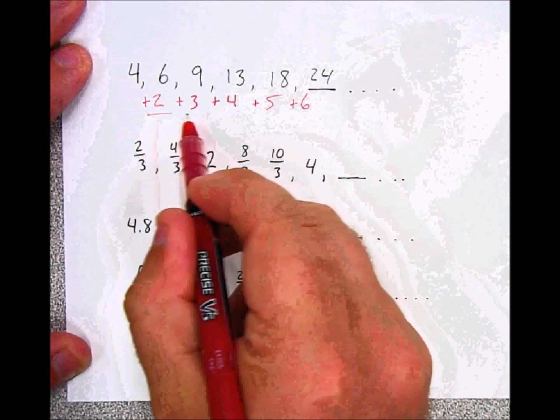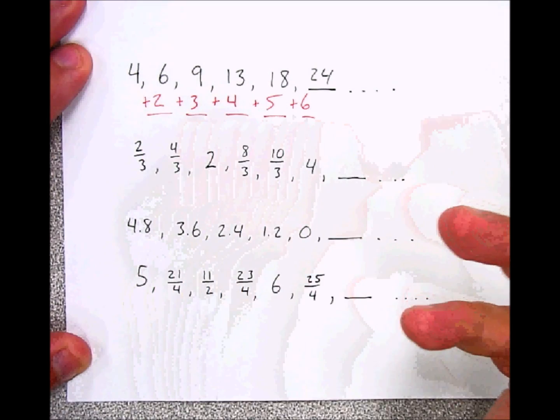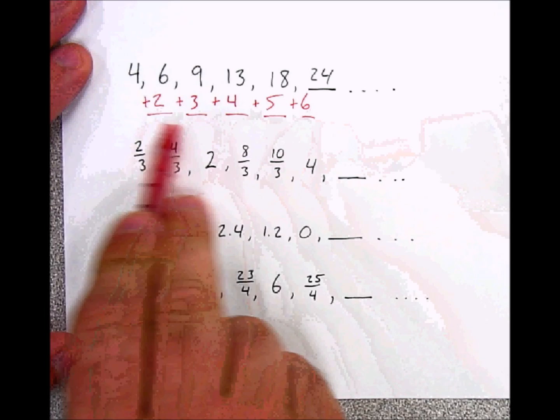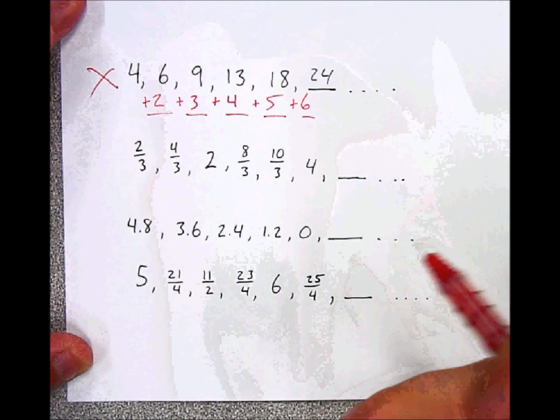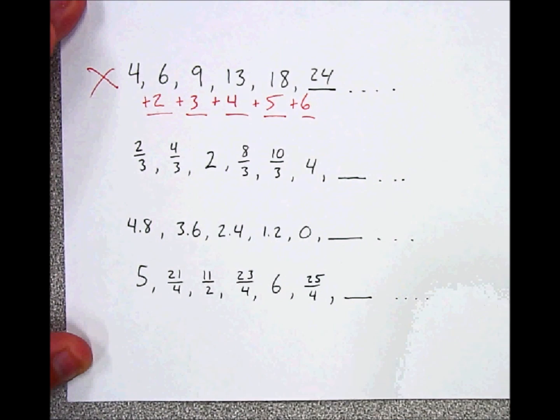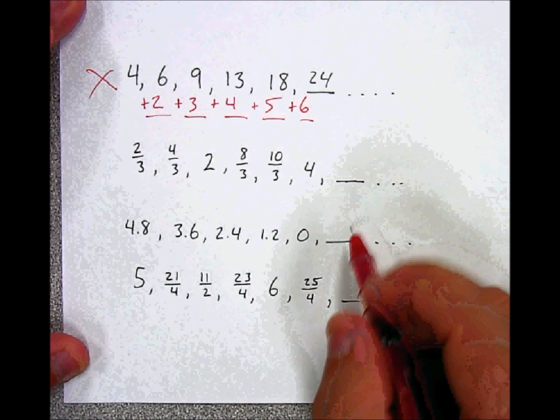But that's not going to be what we call a common difference. These differences are not the same as each other. So this one is not going to be arithmetic. It does have a pattern, but this sequence would not be arithmetic. All right, what about this next one?